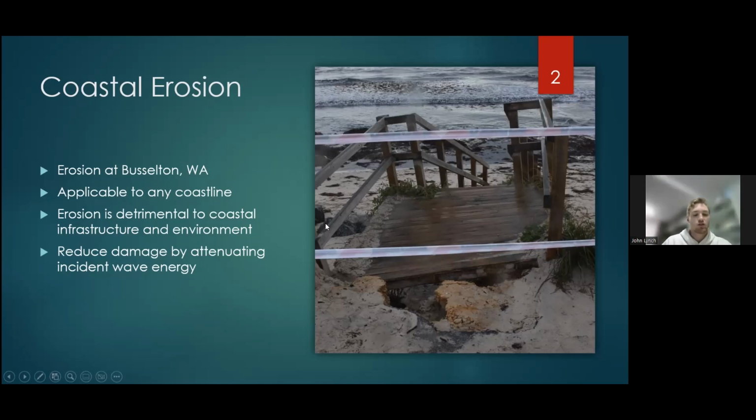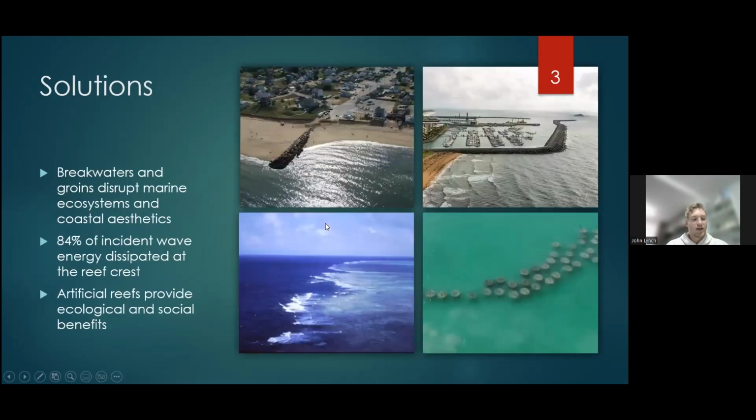So one solution to preventing the extent of such damage is to attenuate any incident wave energy before it reaches the shoreline. And here we have some structures that have been deployed to attenuate that energy. At the top left, we have a groin extending from the shoreline, and on the top right, we have a breakwater. Breakwaters are very effective in attenuating wave energy, though they're costly to install, disruptive to the marine ecosystem, and they're also an eyesore on the coastline.